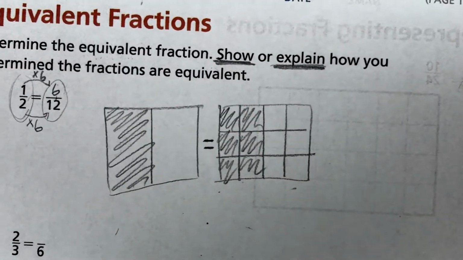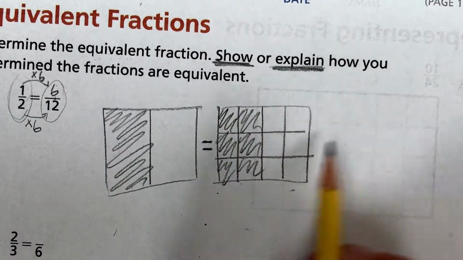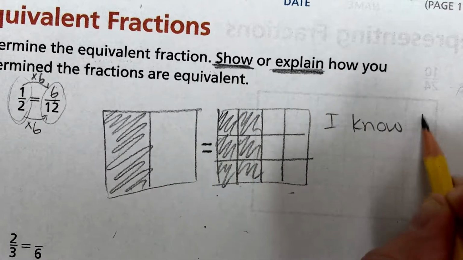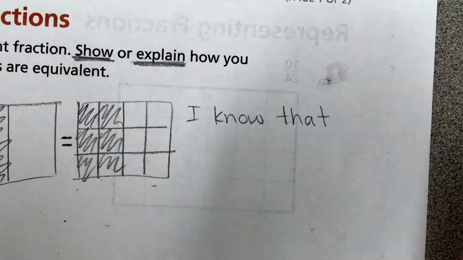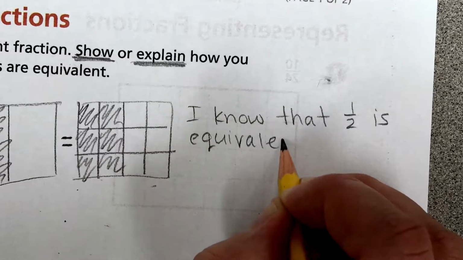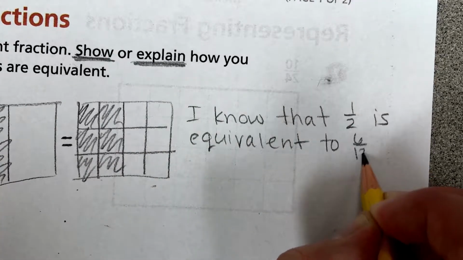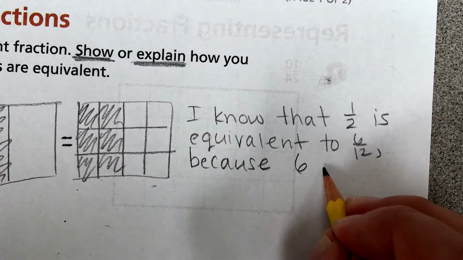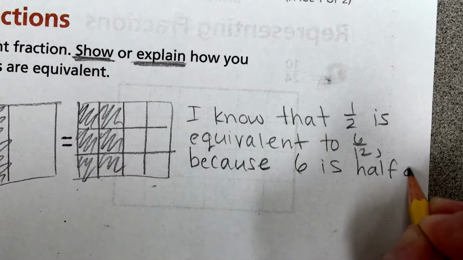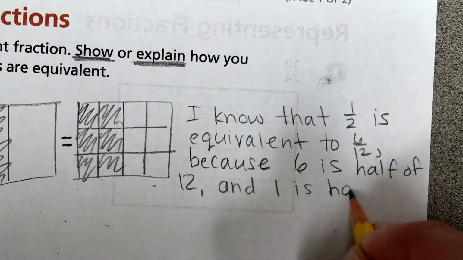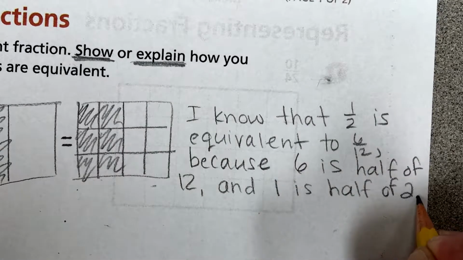Or if you don't want to draw out the fractions and you just want to explain it, you would actually write out an explanation. So I'll give you an example of that. I know that 1/2 is equivalent to 6/12 because 6 is half of 12 and 1 is half of 2. That is an explanation. So you have a choice.